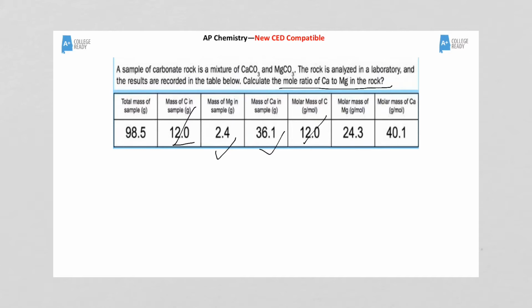Would it be helpful, even though I should have a periodic table handy, to know the molar mass of magnesium and the molar mass of calcium? And the answer is yes. So let's think. If we need to make a ratio of calcium to magnesium, and I'm going to start with calcium because that's the order, we need to change calcium to moles. So I'm dividing by molar mass.